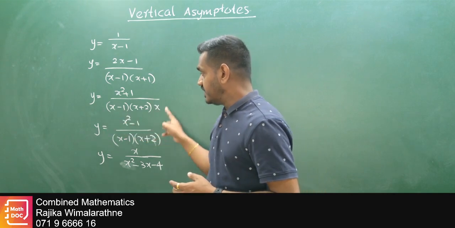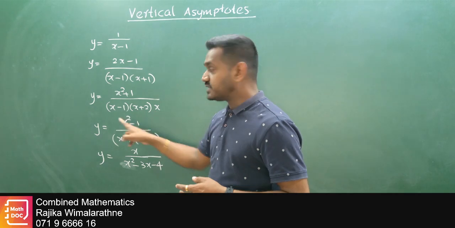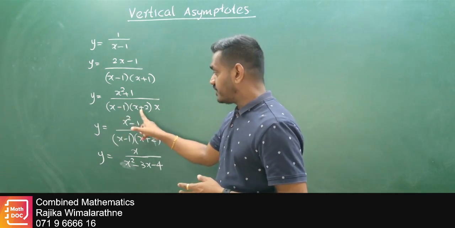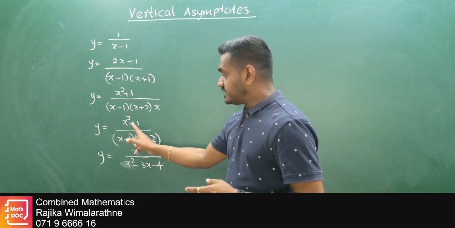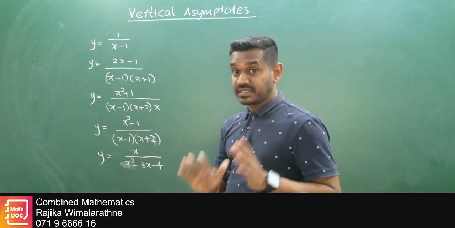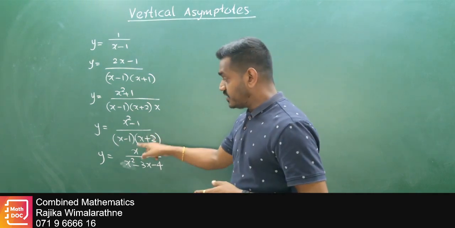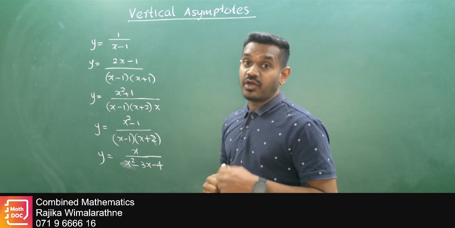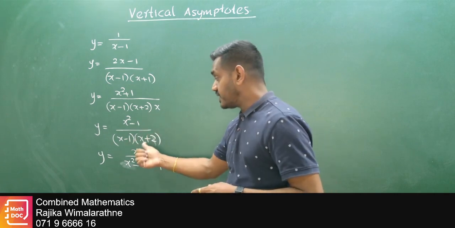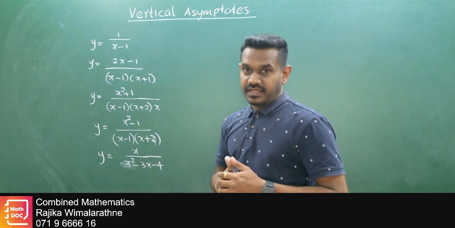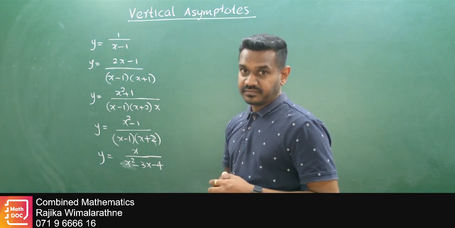Here we have three different factors in the denominator, so the denominator zeros are x equals 1, x equals minus 2 and x equals 0. And here the function has two different factors, but this is very important. The numerator has factors and the denominator has factors, and we have a common factor x minus 1. If we cancel the x minus 1 factor, then in the denominator we have only one factor, so we have only one vertical asymptote.